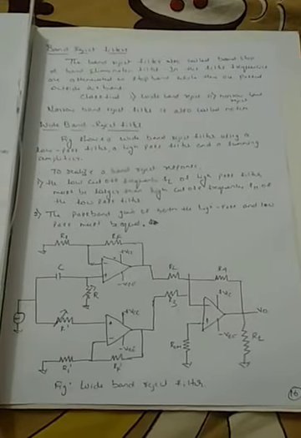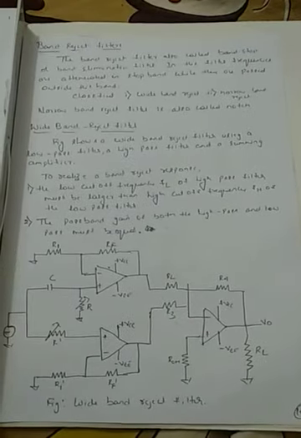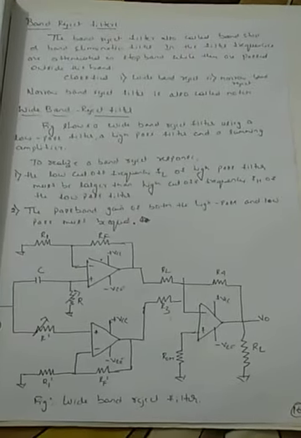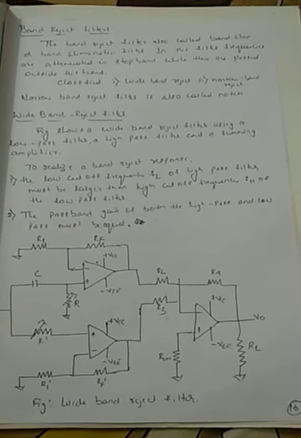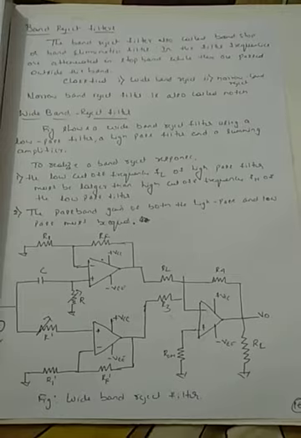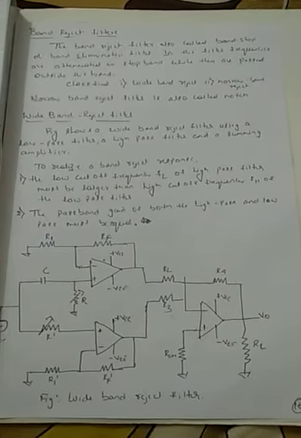Hello everyone. So in this video we'll discuss the band reject filter. It is also called a band stop or band elimination filter. It has two pass bands and one stop band. In the stop band the frequencies are rejected, and in the pass band the frequencies are passed.